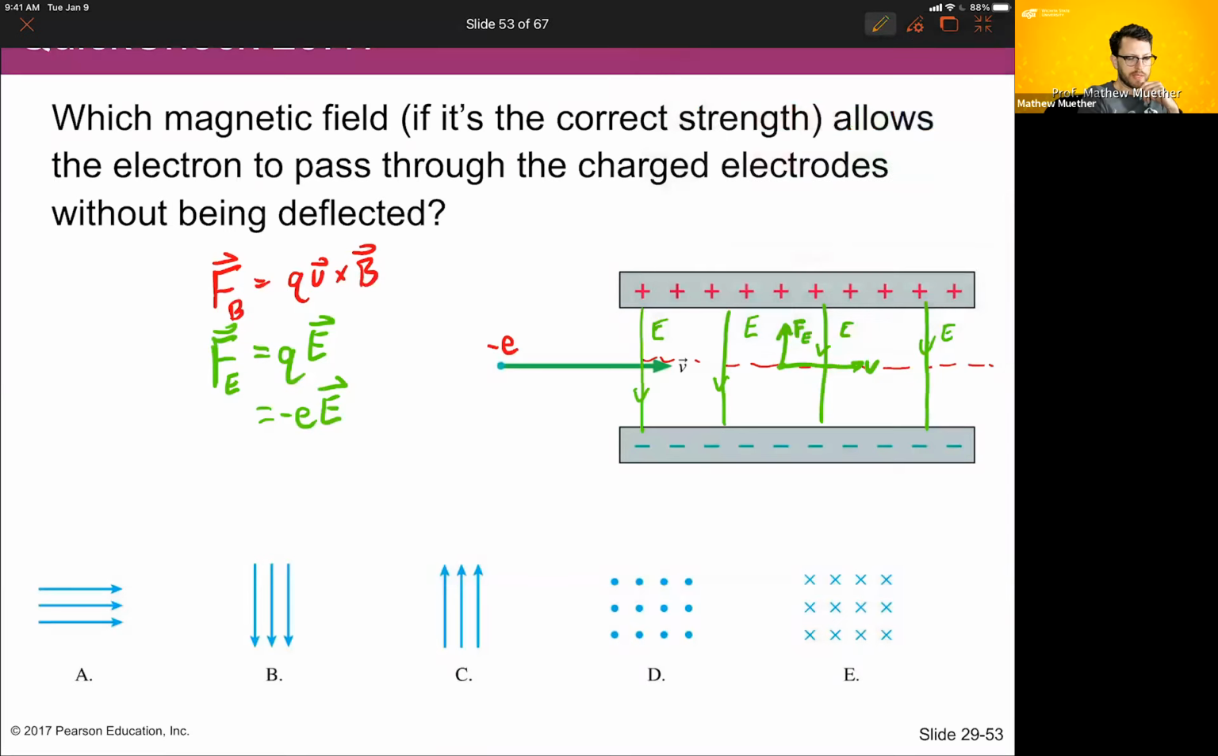So if I want this thing to just pass straight through the middle, right? If there were no magnetic field, we know what would happen. This thing would be pushed towards the positive plate. So I need my magnetic field to counteract that force from the electric field. I need that magnetic force to point downwards.